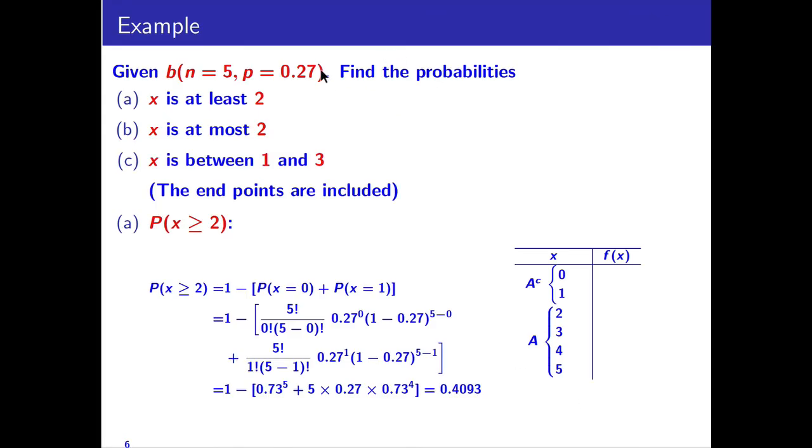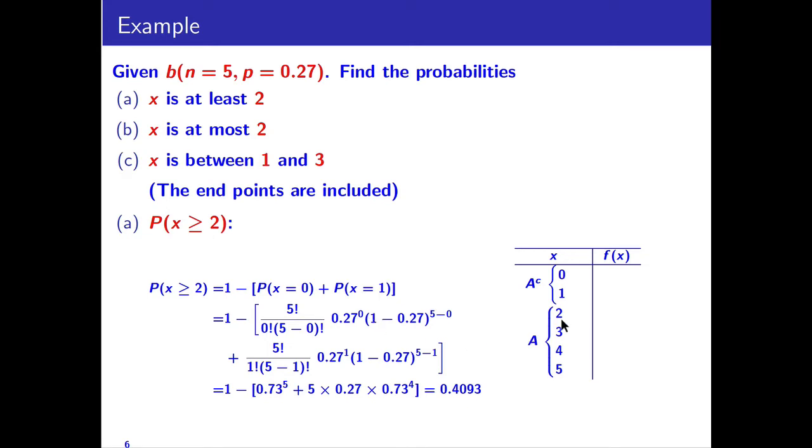Let's see this example. Given this binomial distribution with n equals 5, p equals 0.27, I ask you to find the probabilities of x is at least 2, x is at most 2, and x is between 1 and 3, with the endpoints included. So let's look at the first one. X is at least 2. So the probability statement will be the probability of x greater than or equal to 2.